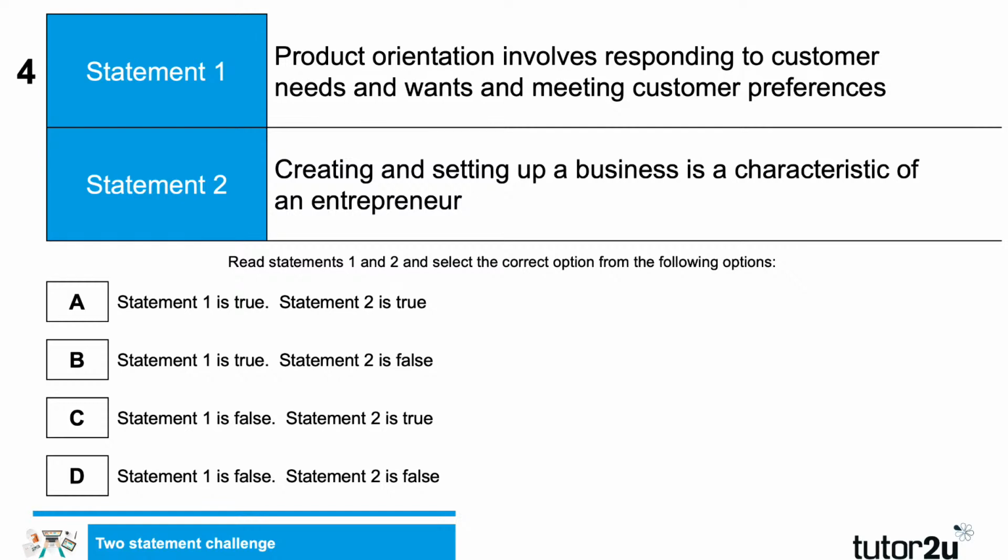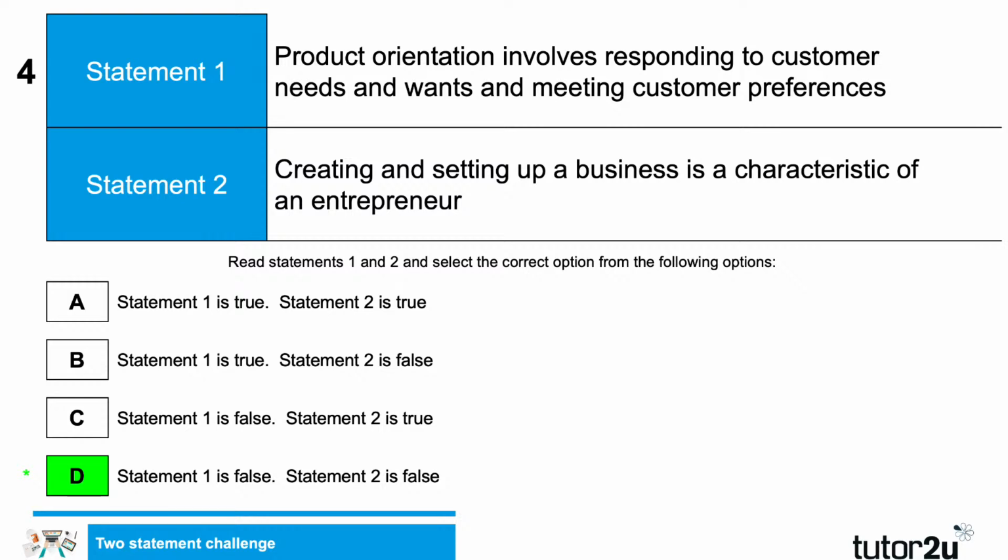So I can see 1 or 2 answers coming through. Let's have a few more seconds. Read those 2 statements carefully and decide whether you believe they are true or false. A couple more answers coming through. Jim, can we reveal the correct answer, please? Now, both of those are false. So, product orientation, it does not involve responding to customer needs and wants and meeting customer preferences.